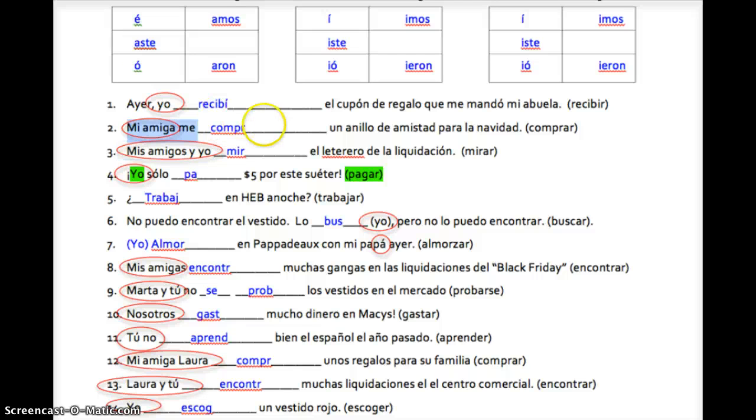Anyway, so we've got mi amiga. That's one person, clearly. It's not got an S on it. It doesn't include the word and.